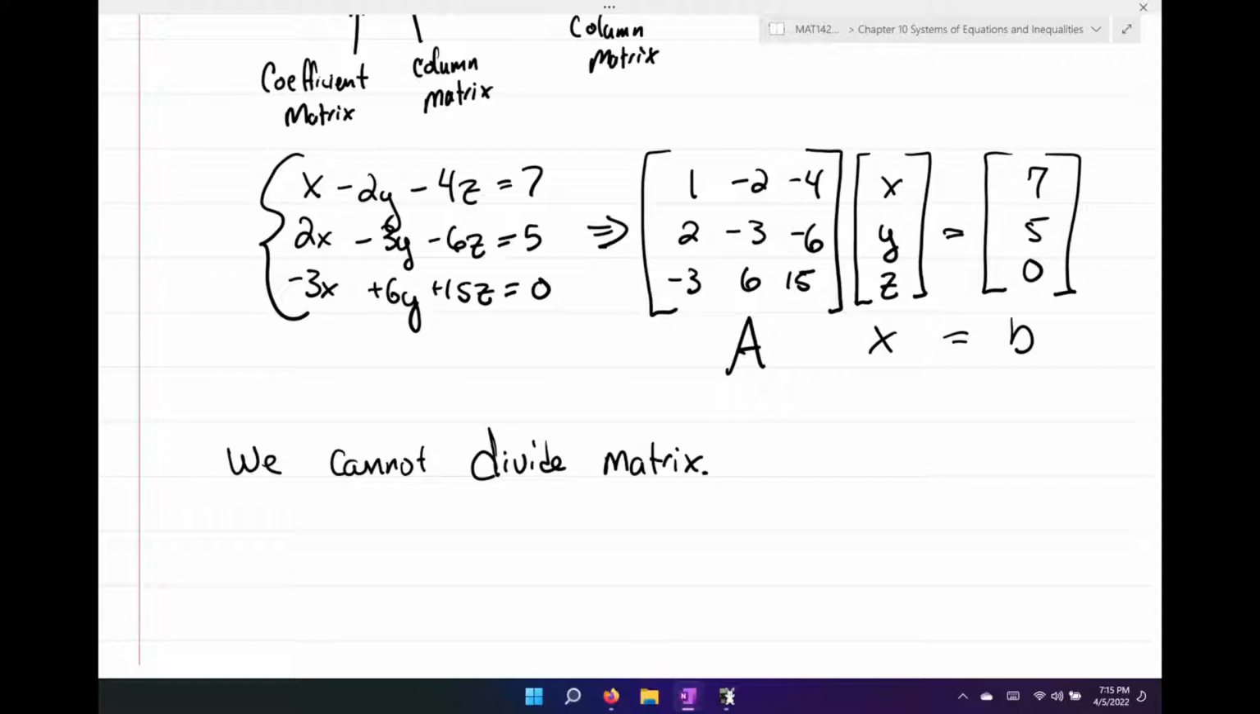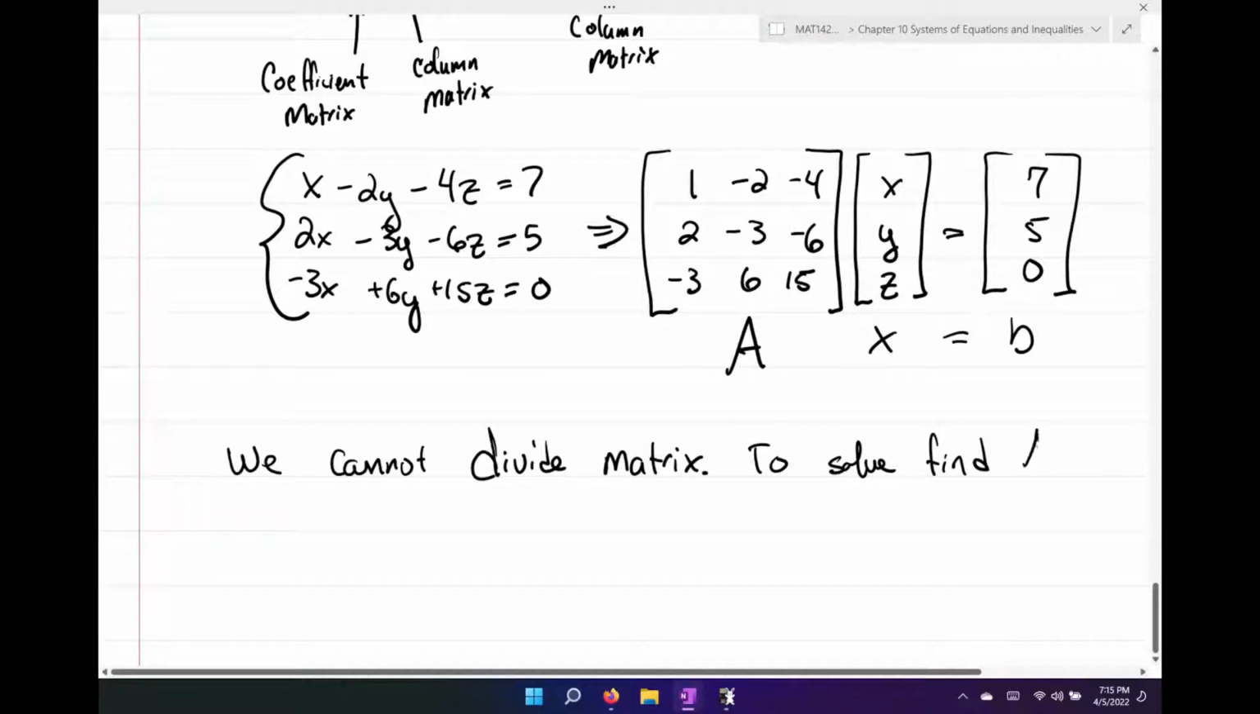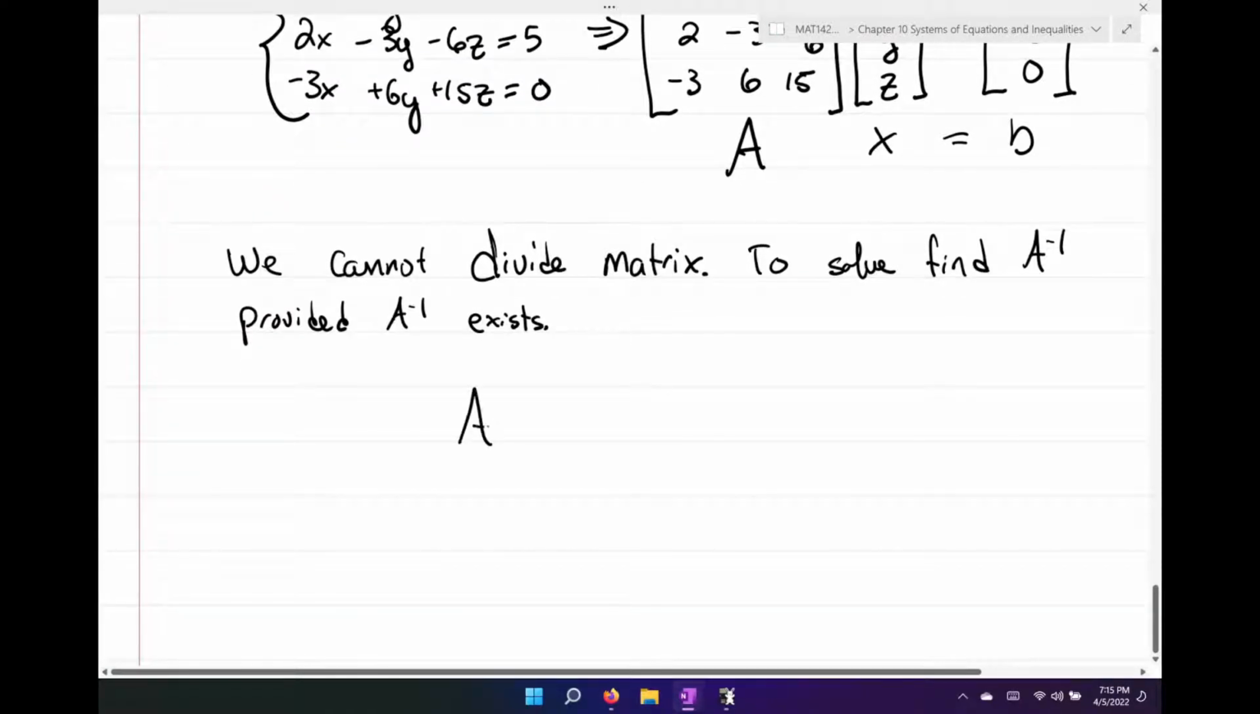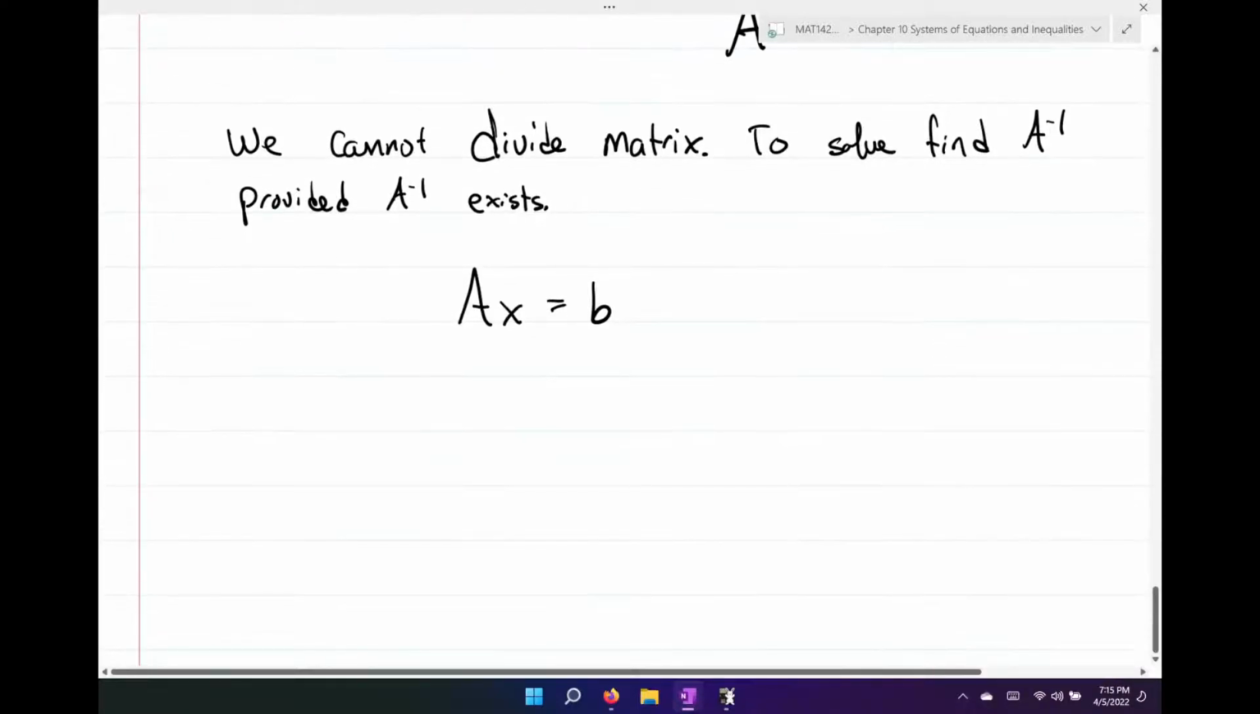But we already have a really good understanding on how to solve this because we understand the inverse, provided the inverse exists. So to solve the matrix equation AX equals B, and I'm going to be very careful about how I say this, so make sure you're paying attention, the first thing I'm going to do is left multiply both sides of my equation by the inverse of A.